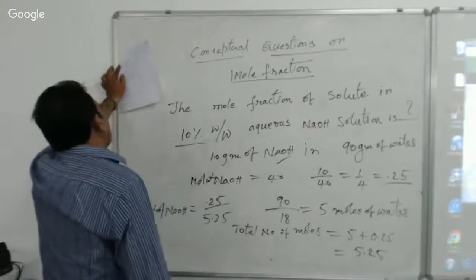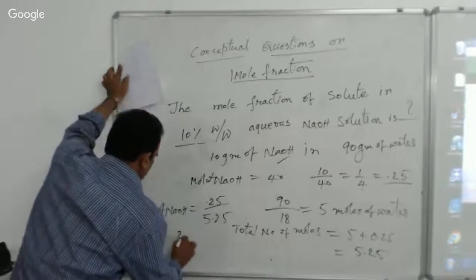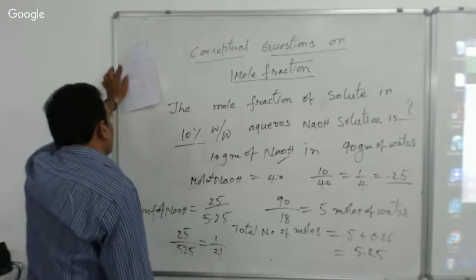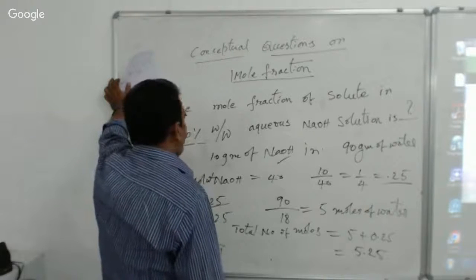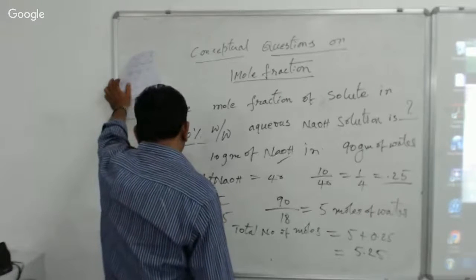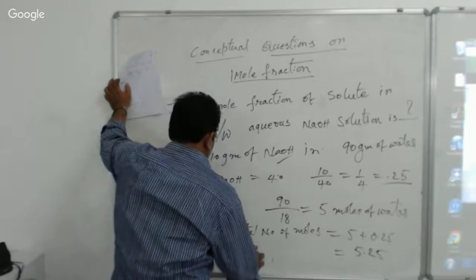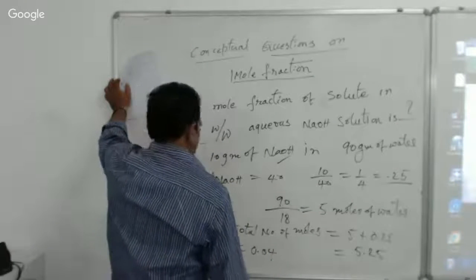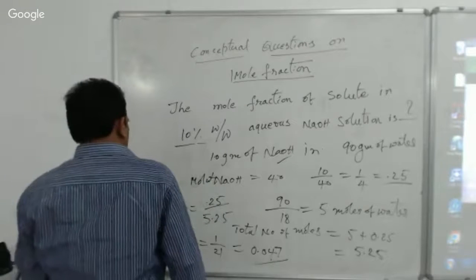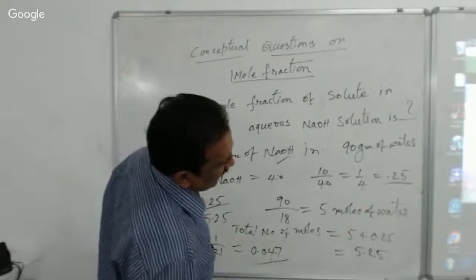Sometimes they may ask the answer in terms of fractions. First of all, convert this into a fraction. So 25 by 525 is a fraction of 1 by 21, am I right? 525 goes 21 times into 25, so 1 by 21, which is 0.047. So you must always convert into a fraction first, and then find the decimal value. Is it okay?